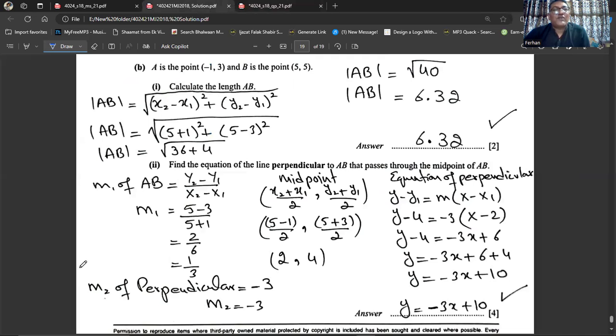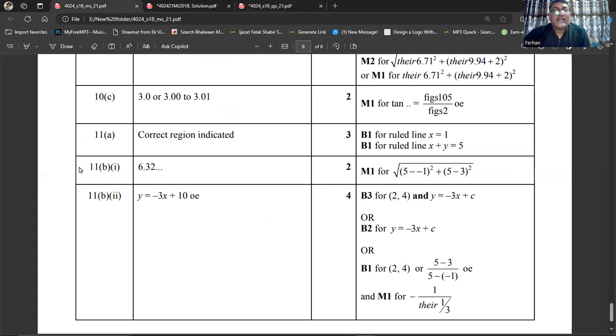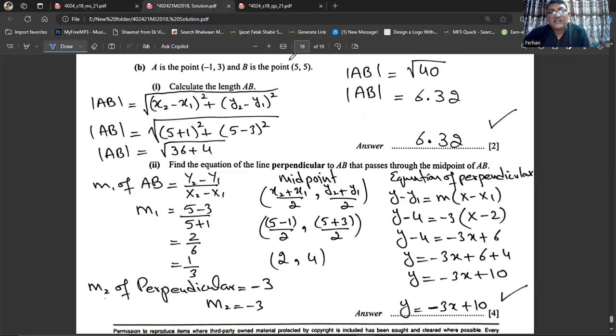Very simple, straightforward formula. Just write the formula, put the x1, y1, x2, y2. Just put those values here. So this will become 5 plus 1 whole square plus 5 minus 3 whole square and square root on it. So this is 6, 6 square is 36. This becomes 2, 2 square is 4. 36 plus 4 is 40. Square root of the 40 will be 6.32. So the length of the AB will be 6.32. I hope you understand this part.